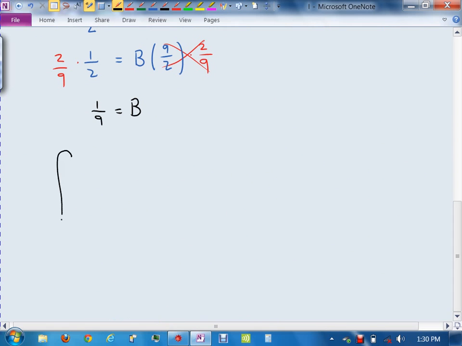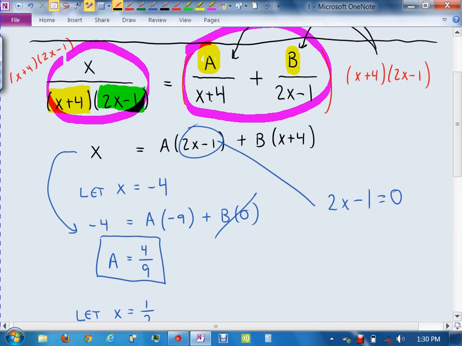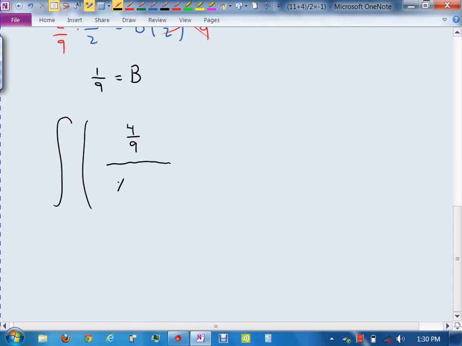It's going to be the integral, and I'm going to have two terms. It was a, which was 4/9 over, make sure you get the correct linear factor here. Which one was the first one? Was it x plus 4? Go back up here, look at it. Yeah, the a is over x plus 4, right? So I'm going to come back down here, a over x plus 4. And then we have plus b, which was 1/9 over the 2x minus 1, and then dx. That okay?